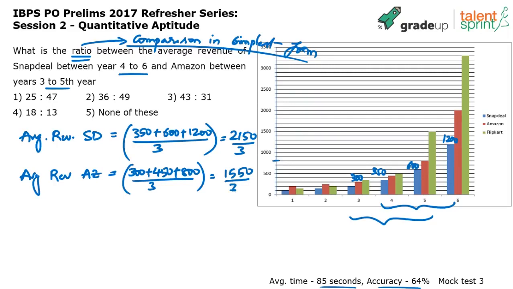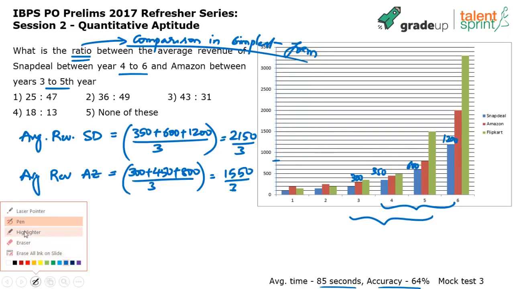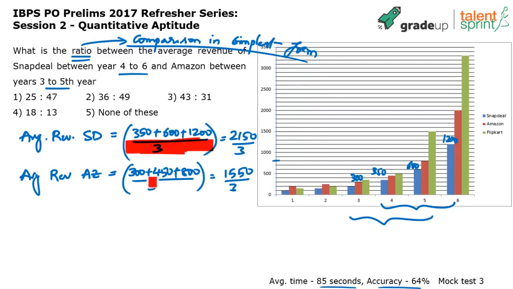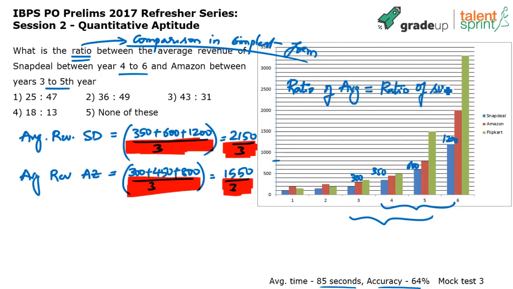What would a smart person do? A smart person will not put divided by 3 in the denominator at all, because he very well knows that it is going to get cancelled on both sides when you finally take the ratio. So understand, in any case, whenever you have to take the ratio of averages, the ratio of averages is as good as the ratio of the sums. So instead of wasting your time writing divided by 3 or doing the calculation, a smart person will directly say the sum in the first case is 2150, the sum in the second case is 1550, and that's the ratio.